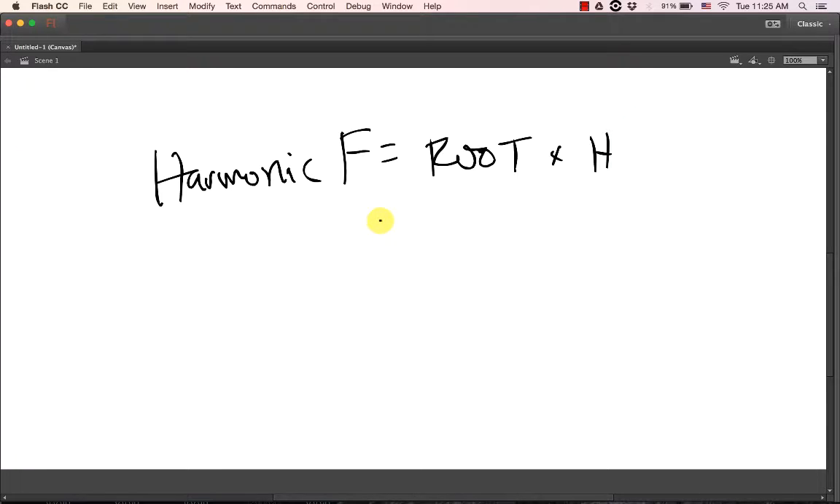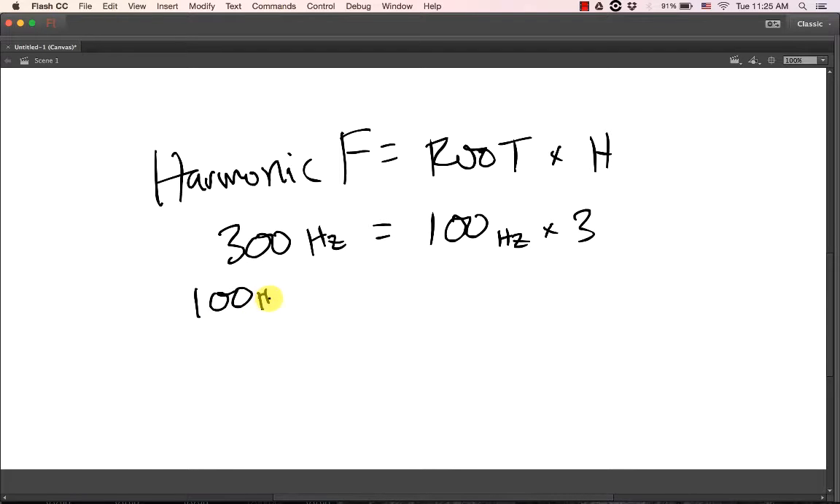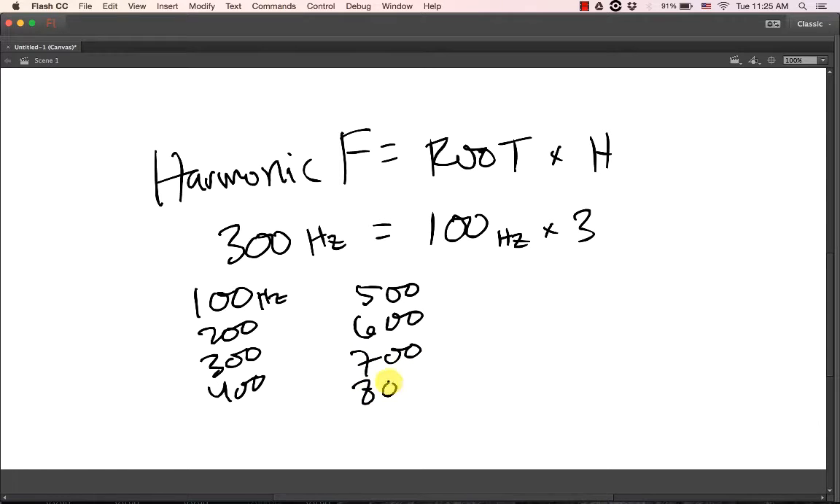Okay, so you guys try this one out. If my root is 100 Hertz and I want the third harmonic, then 3 times 100 would be 300 Hertz. So starting with 100 Hertz, we can figure out all of our harmonics. So this would be the first harmonic, second, third, fourth, fifth, sixth, seventh, and eighth.